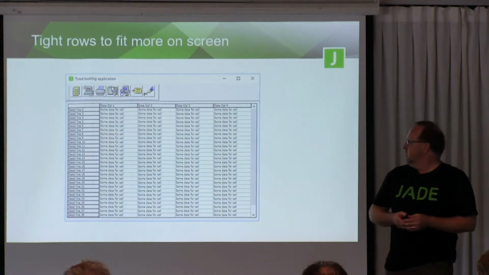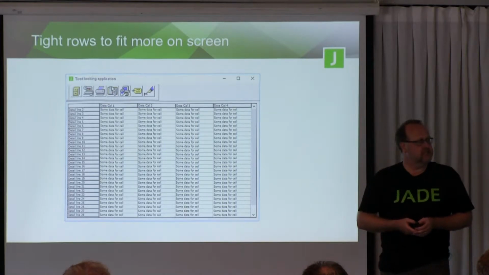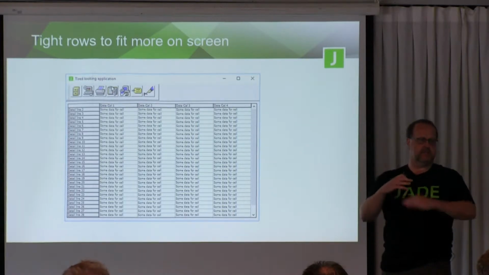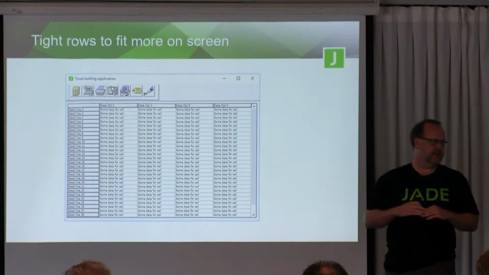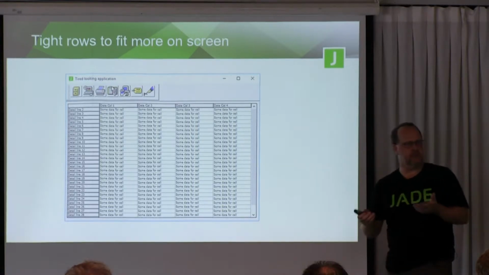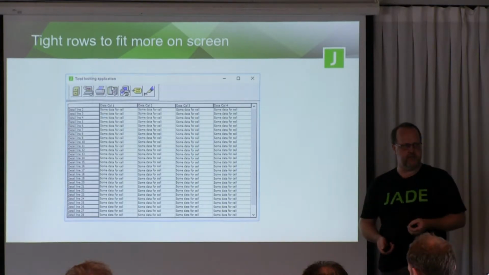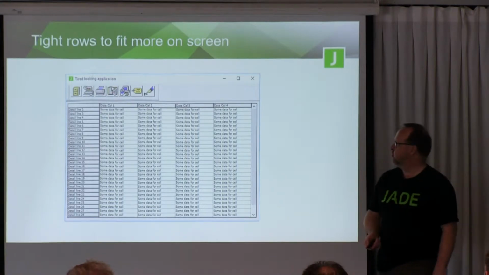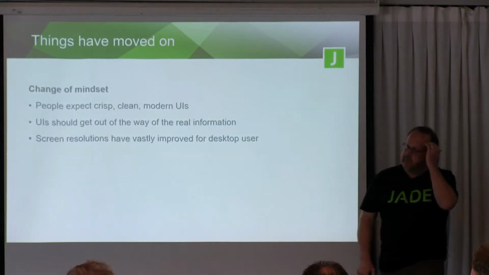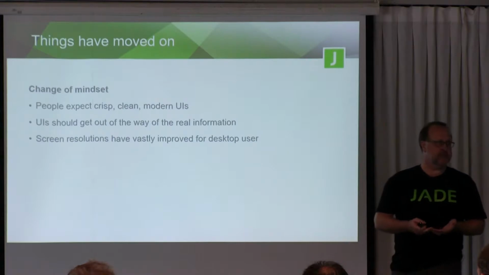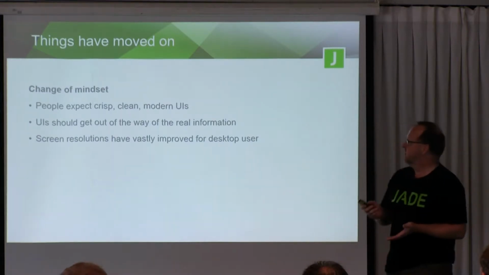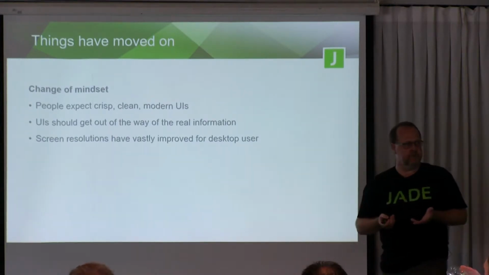And we also wanted to get as much detail on the screen as we could, so we squished our lines up. We didn't have much gap between our lines and our tables and our list boxes because getting the information on a single screen was very important. But things have moved on. There's been a change of mindset in our users. People expect crisp modern UIs. They want the UI to get out of the way of the information they want to see.